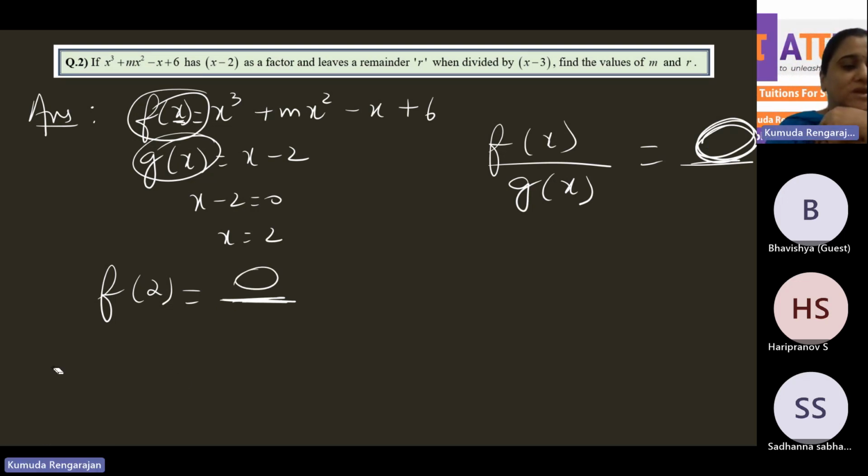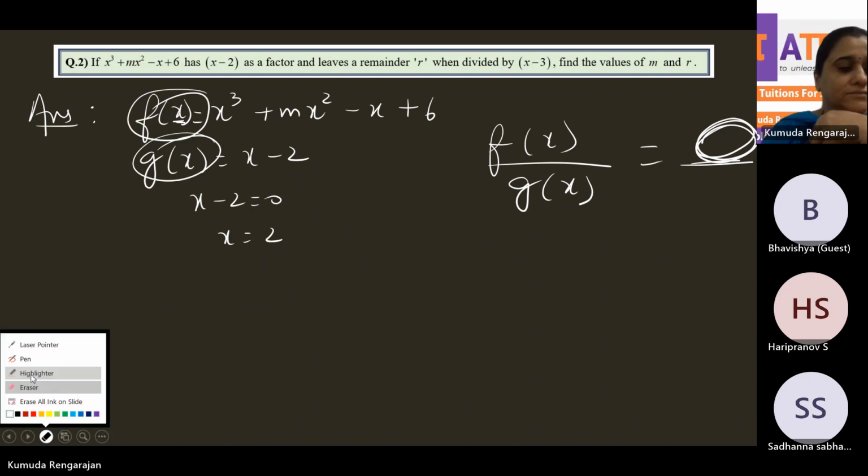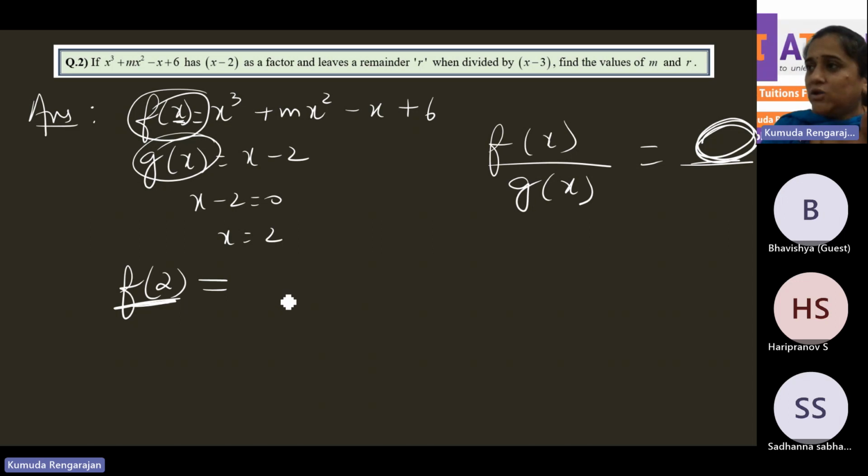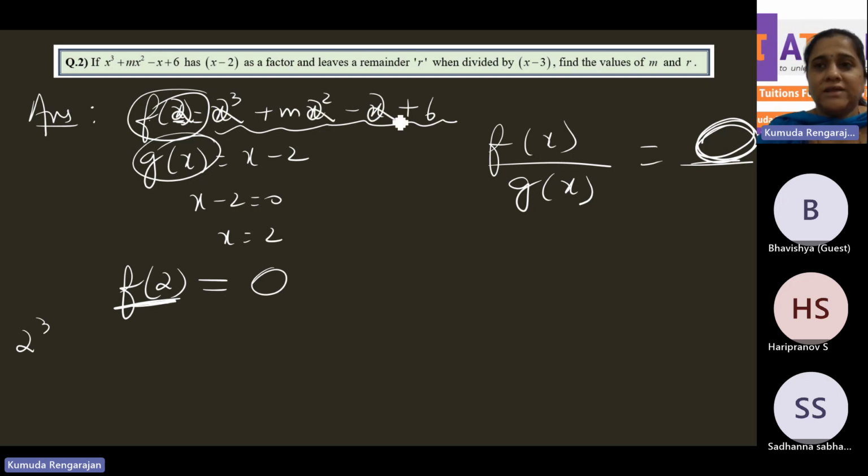Always that place is reserved for the remainder. f of 2. This is the dividend polynomial. Find f of 2. f of 2 will give you some value, but here we know the value. What is the value? It is 0. Why? Because it's a factor. So the remainder will be 0. Now find f of 2. How will you find f of 2? In place of x, use 2. So 2 cubed. Wherever there is x, use 2, and write that is equal to 0.